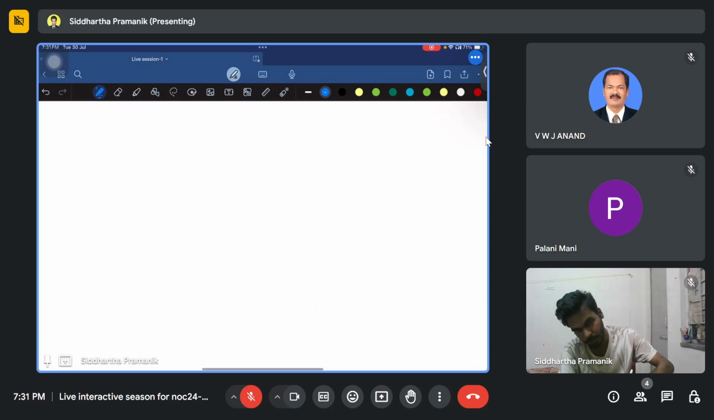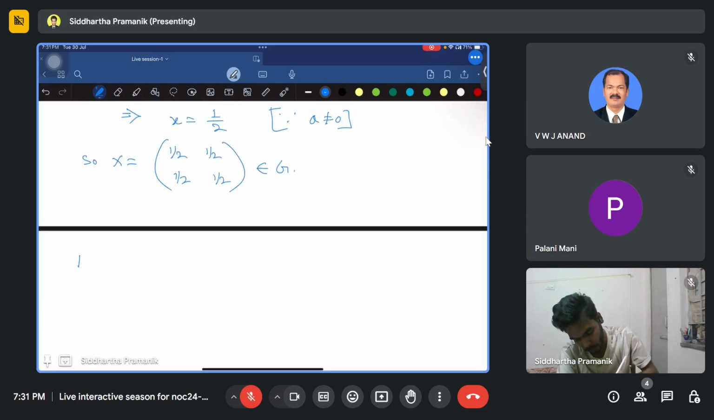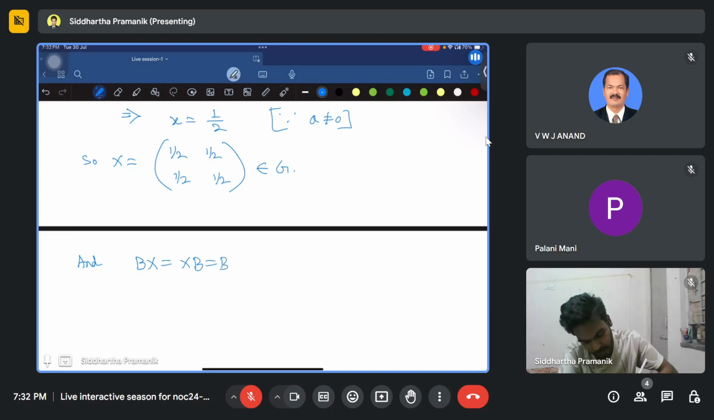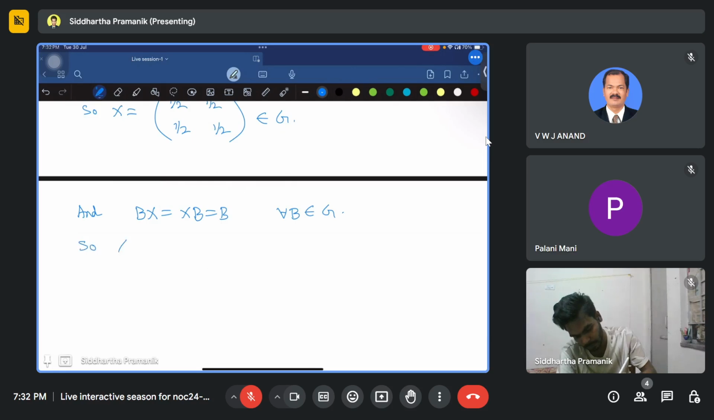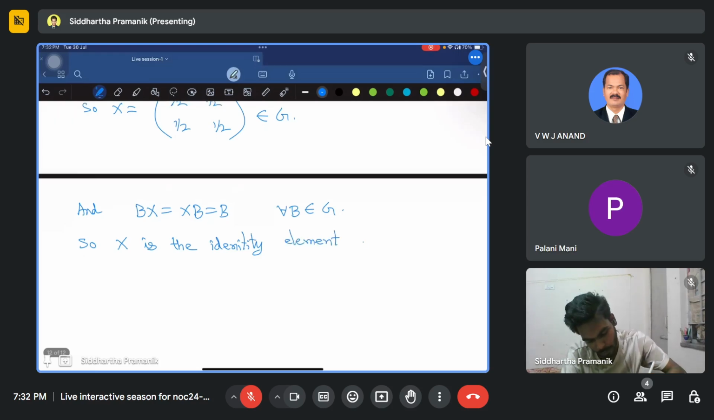Okay, and also B times X is the same as X times B, which is again B. This is for all B in G. So you can check by doing the matrix multiplications. So X is the identity element of G under matrix multiplication.